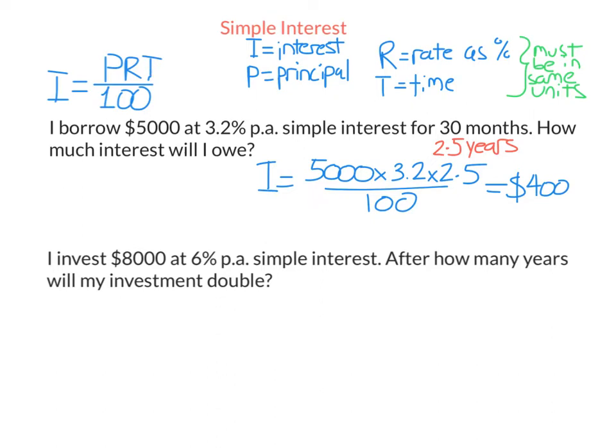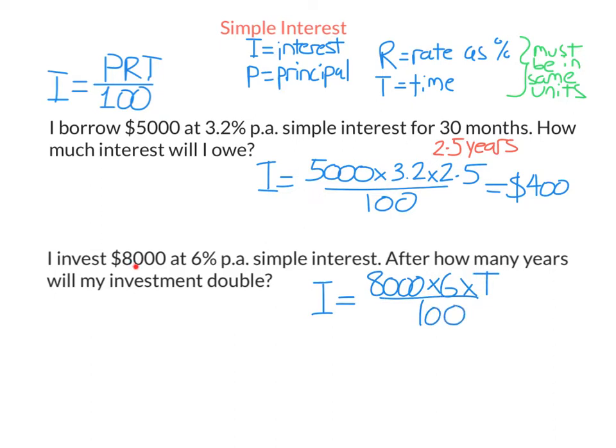So you can also use this formula to find not just I, but P, R, or T. If you're finding P, R, or T, you take the same formula, substitute in everything you do know, and rearrange for what you don't know. So we've got I equals P. Well, we know P is 8,000 times R times T, which we don't know, over 100. I want to solve for T.